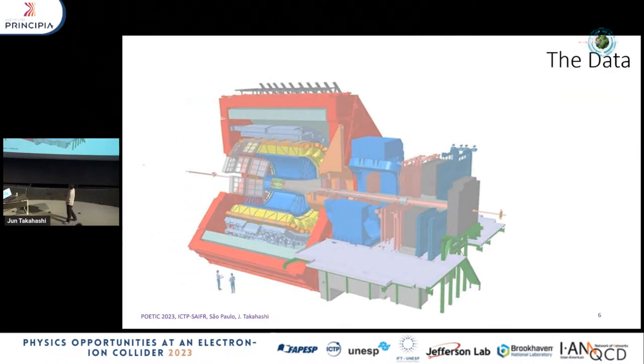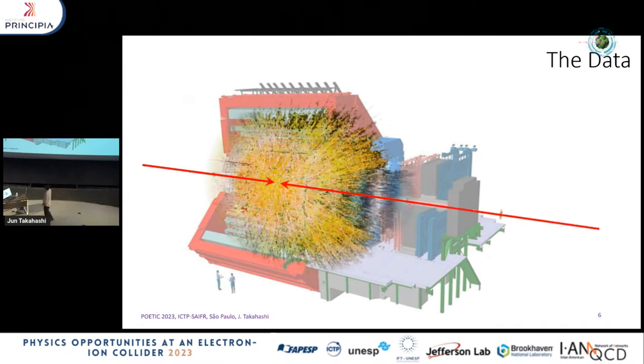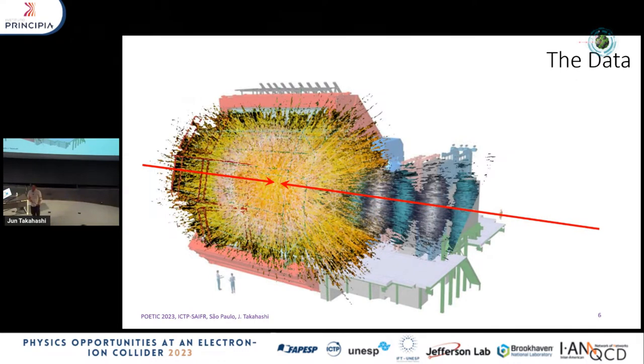The problem with heavy ion collisions is that it's a messy business, right? Very different from EIC. What we have is tons of particles being produced in one single event. And we have to make sense out of this. So it's messy, it's complicated, but we can make sense out of this. The good thing is that we have a lot of data. So we have a large amount of data.